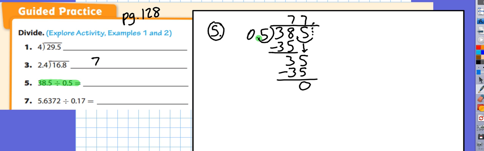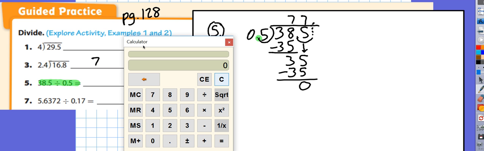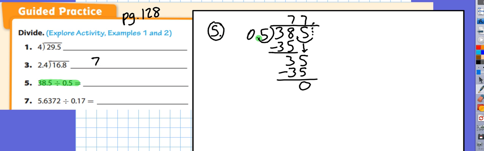But before I record my answer on the line, I'm going to go over to the problem itself, and I'm going to punch into my calculator what the problem is. 38.5 divided by 0.5, and you get 77 whole, and that is the correct answer. So record that on your line, and we can get ready for number 7. I will erase my whiteboard here.